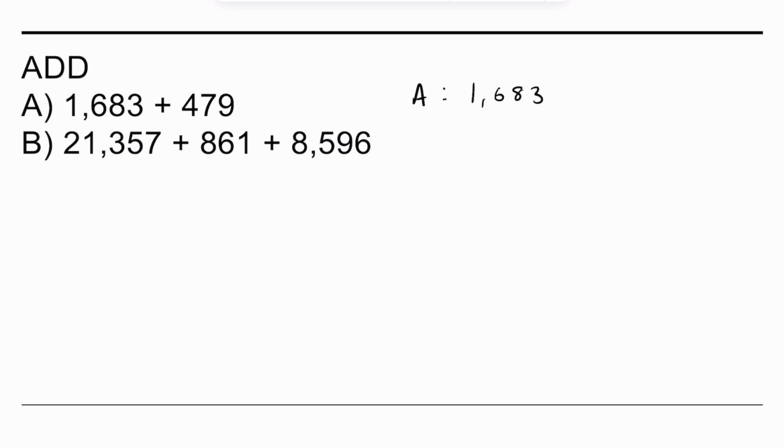1,683 plus 479. Now in this case, I'd recommend writing from right to left, just so you can make sure that your places are lined up. So we know the 9 is in the ones place, the 7 is in the tens place, and the 4 is in the hundreds place. So we don't actually have a thousands place for the second number. So we'll see what happens there.